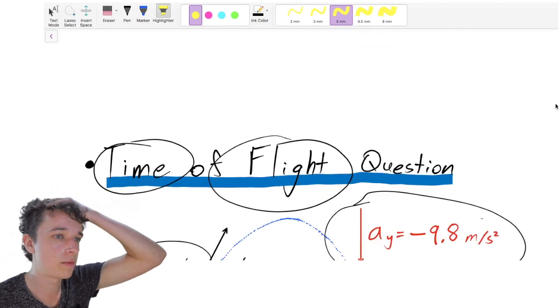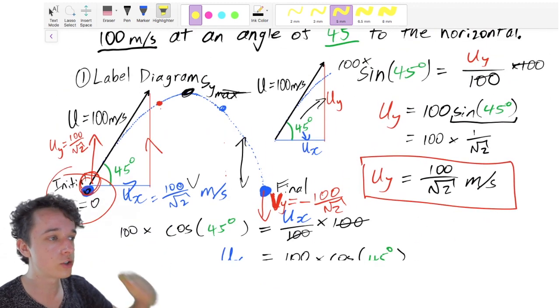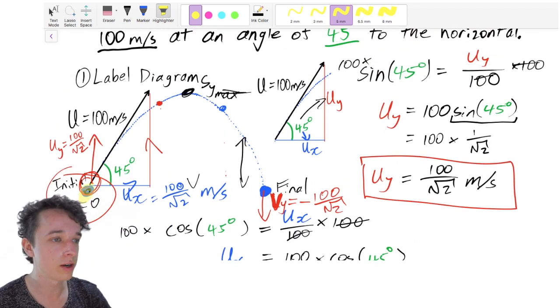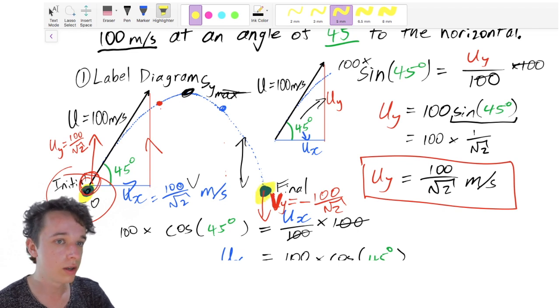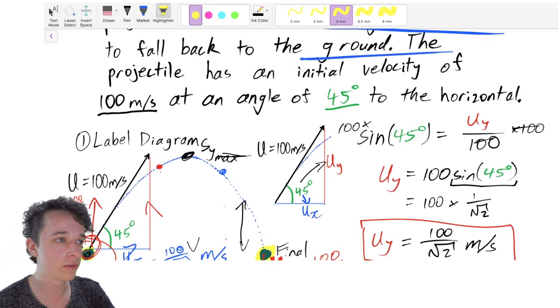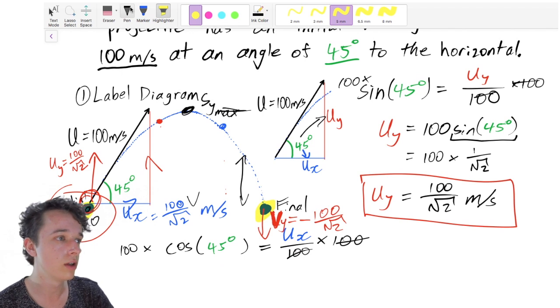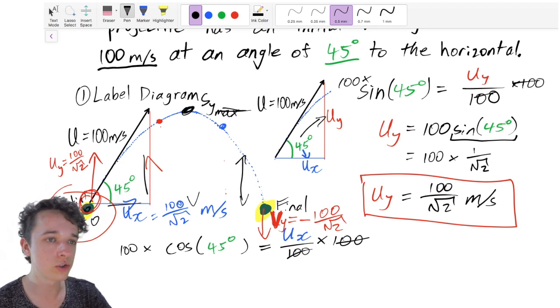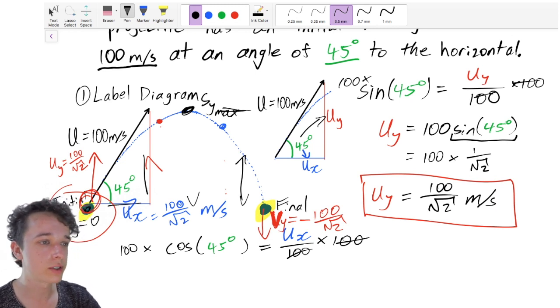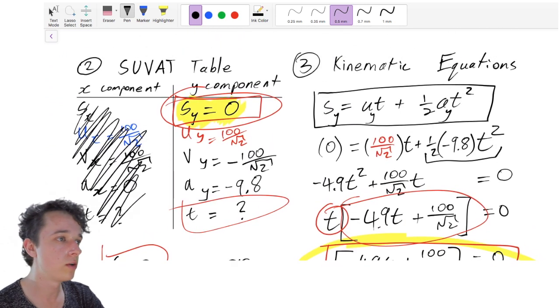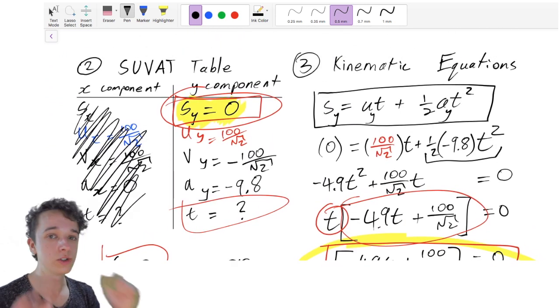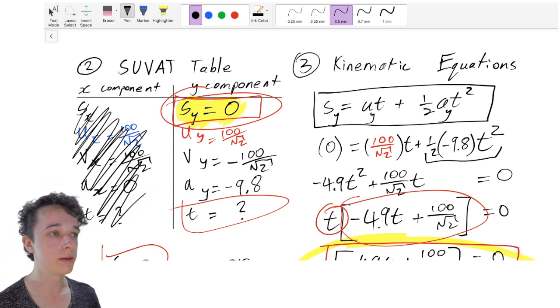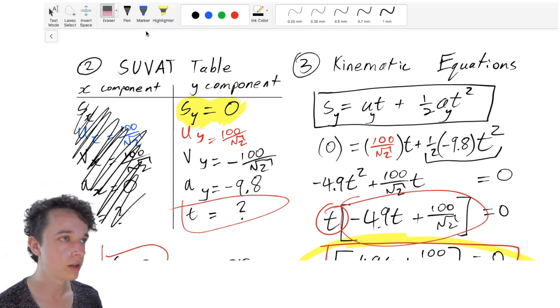For time of flight questions, we consider the initial position to be here and the final position to be here. Given an initial velocity and the angle, we notate that on a diagram. Then we break it into its x and y components, and then we use trigonometry to find those x and y components. We put all the data we know into the suvat table. If we're using the first method, we put in the piece of data that sy is equal to 0.